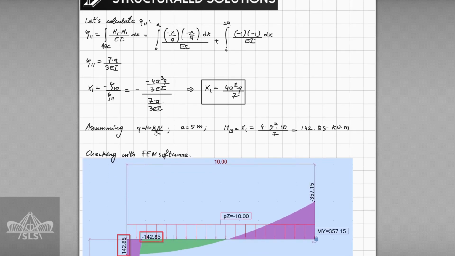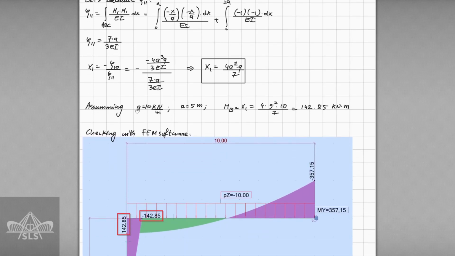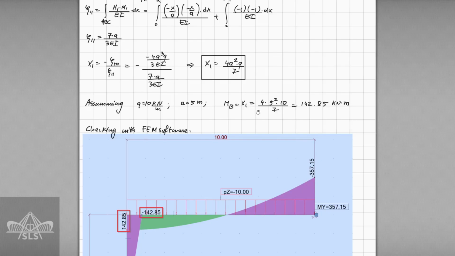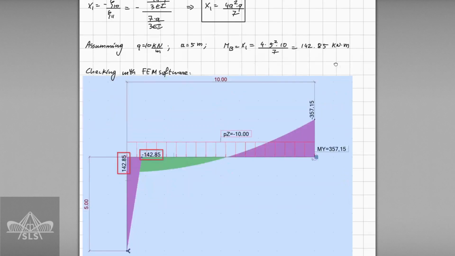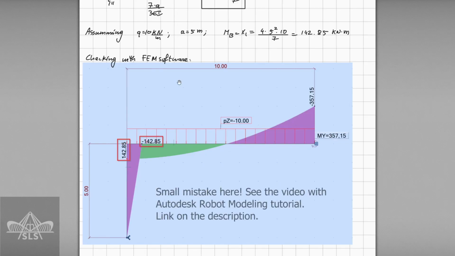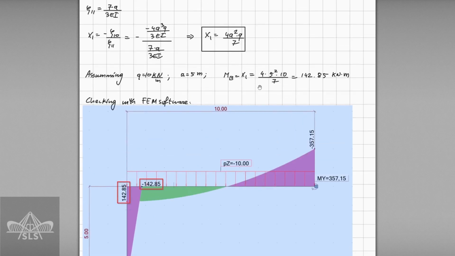As a cross-check, if for example we assume that this dead load which is acting on member AB is 10 kilonewtons and this distance A is going to be 5 meters, the bending moment is going to be as follows: 142.85 kilonewton meters. And of course, a good cross-check is to model the frame in finite element method software, and as we see here, we have done that and the result is correct, which says that our hand calculations are correct and we can use this formula in the future if it's needed.